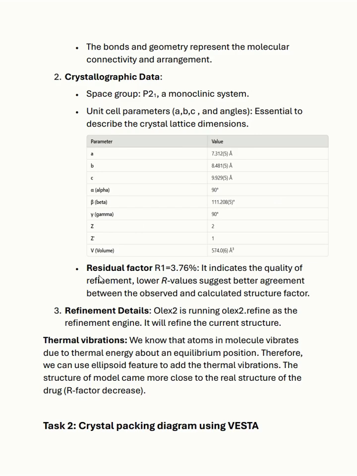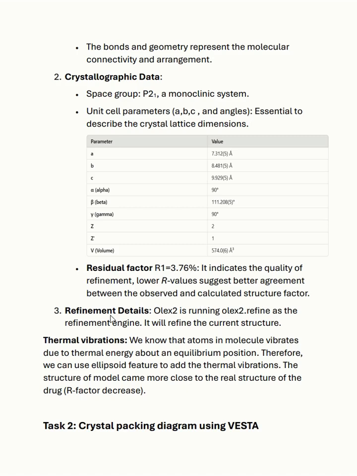So we got the residual factor of 3.76%, which means that it is a very good model, and it resembles the real model more closely. This residual factor is calculated from the difference between the actual model and the calculated model. So if this difference is small, our structural model is closer to the real world model. So a residual factor of 3.76% means there is better agreement between the observed and the calculated structure factors.